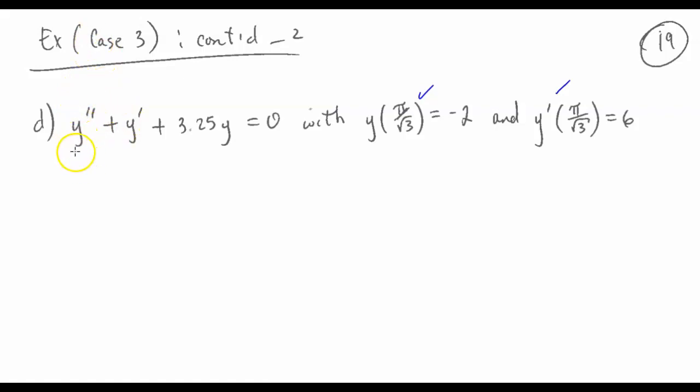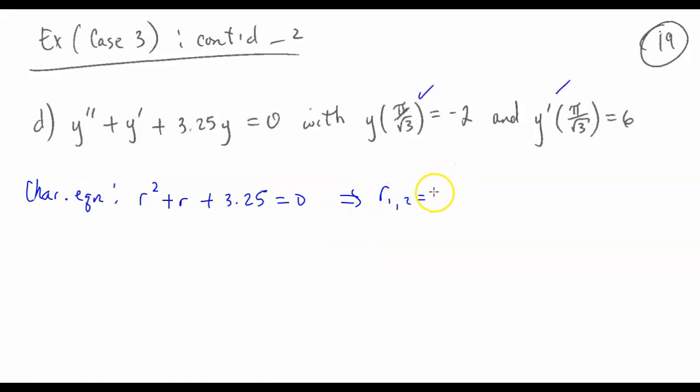So we start off here with our characteristic equation. Our characteristic equation here will just be r squared plus r plus 3.25, and that will equal 0. And of course, here I'm not going to be able to factor that out real easy, so I'm going to just use the quadratic formula to figure out what my solutions will be. So this is going to be, of course, minus b plus or minus the square root of b squared minus 4ac, all over 2a.